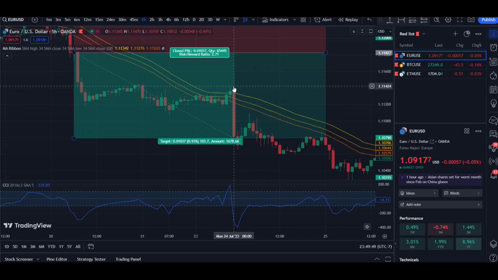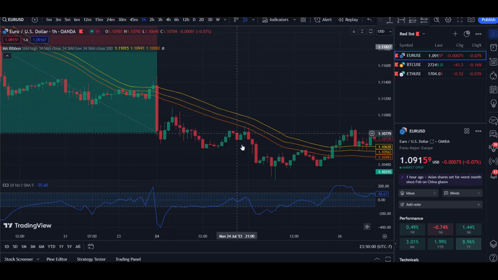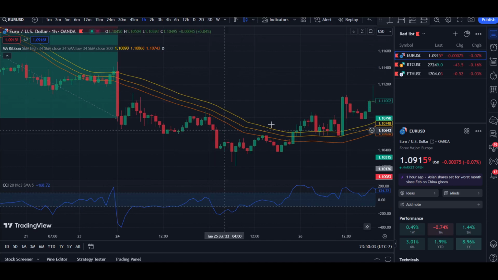That way, if it breaks out and the trend reverses, you can prevent the trade from losing. But even if your stop loss hits, you can see here that you would have had multiple shorting opportunities on the way down throughout this trend.